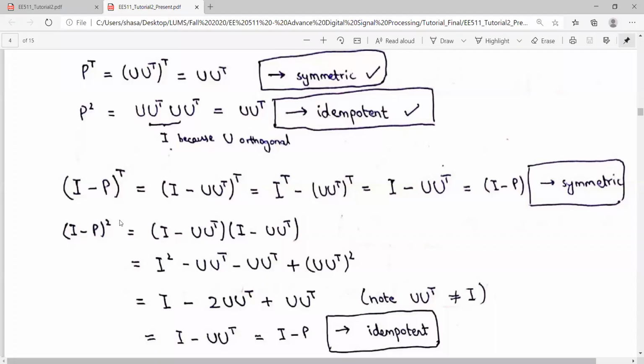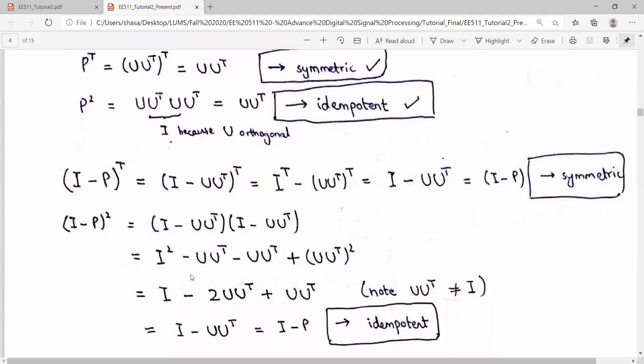Then we go for I minus P whole square. Once again, simple matrix multiplication, and I square is a diagonal matrix with 1, so I square is equal to I, and UU transpose square is equal to UU transpose. And why is that so? Because UU transpose is equivalent to our projection matrix P, and that is idempotent. We have already shown that UU transpose square is equal to UU transpose over here. So then we end up with this, and through this expression we once again obtain I minus UU transpose. So this idempotent property is also established for I minus P.